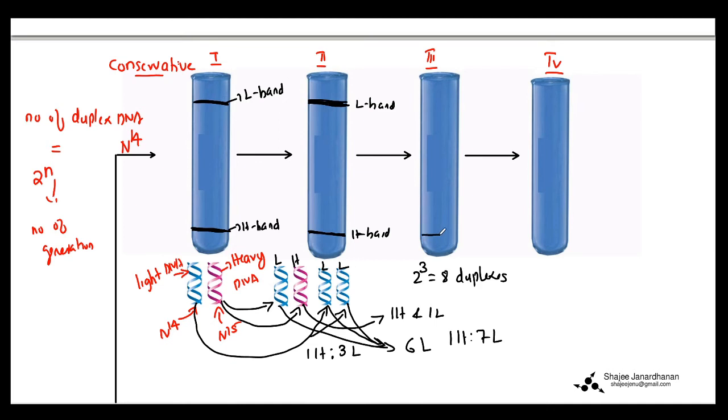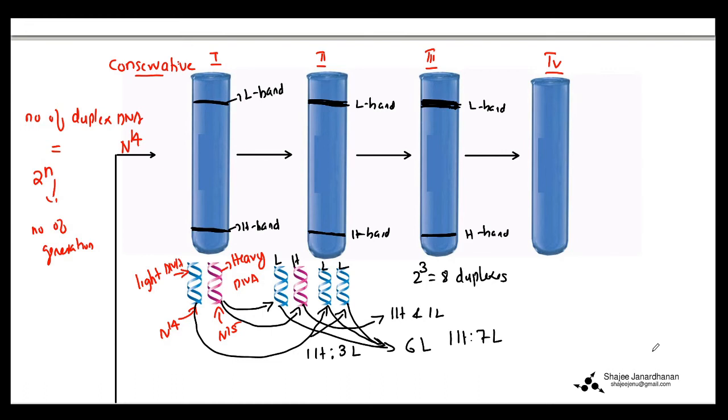So the banding pattern still remains the same. In the third generation, you are going to find a heavy band with the same thickness as the second and the first generation. Whereas when you go to the lighter band, it has become more thickened because the concentration has increased 7 times compared to the heavy DNA. So this will be the banding pattern you observe.